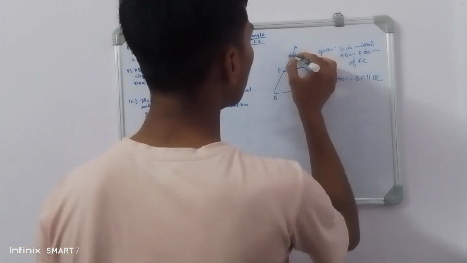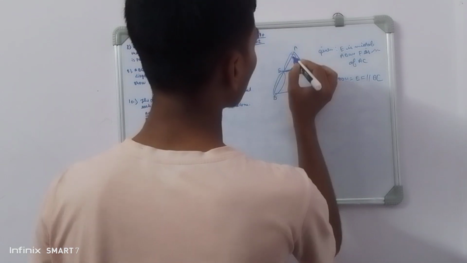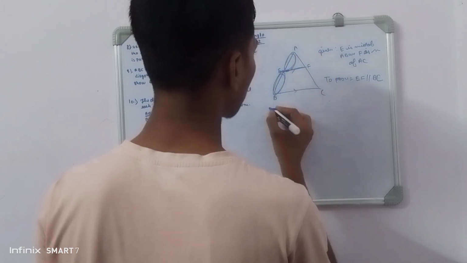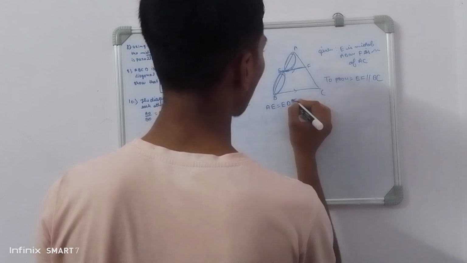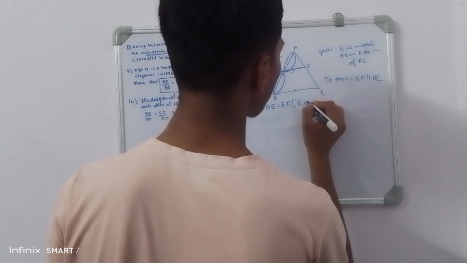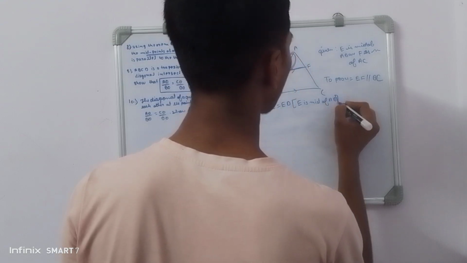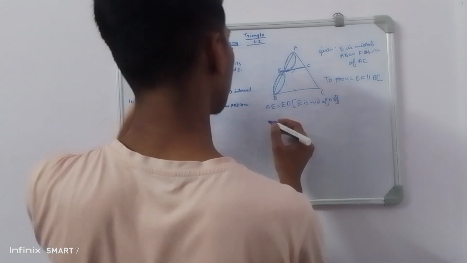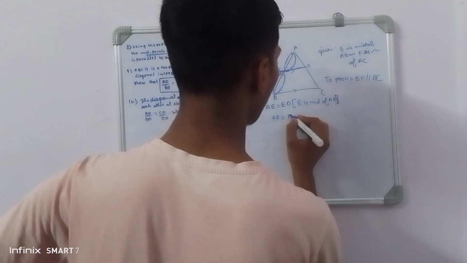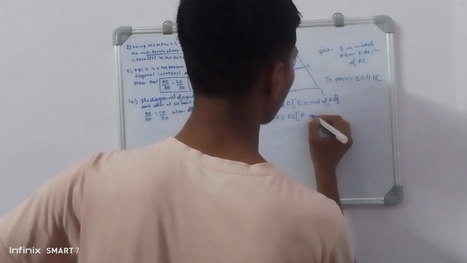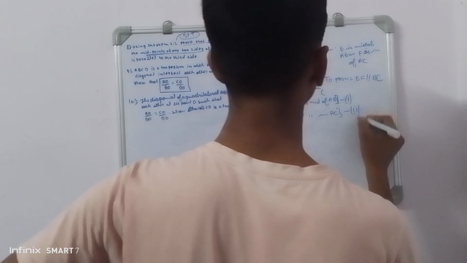So as you know, AE is equal to EB, because E is the midpoint of AB. So you can write here AE is equal to EB. Why? Because E is the midpoint of AB. Now another thing: AF is equal to FC, because F is the midpoint of AC. So this is the first equation and this is the second equation.